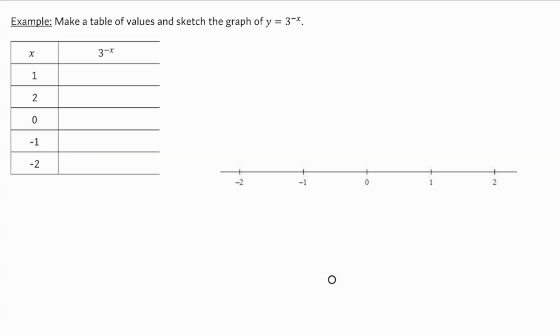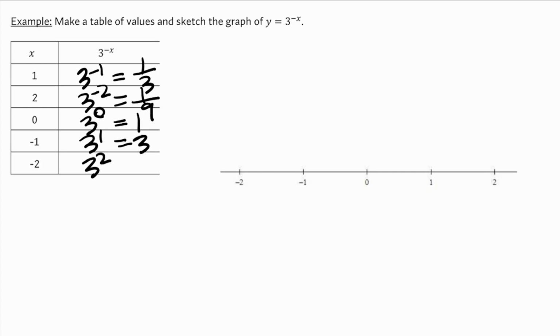So let's sketch another graph. Let's look at y equals 3 to the negative x and see what's going to happen there. We're just going to make a quick table, and I can do this with you watching. 3 to the negative 1 is 1 over 3. 3 to the negative 2, if I plug in x equals 2, is going to be 1 over 9. 3 to the negative 0, that's just 3 to the 0, it's going to be 1. And if I plug in negative 1 for x, 3 to the negative negative 1 is 3 to the first, which equals 3.